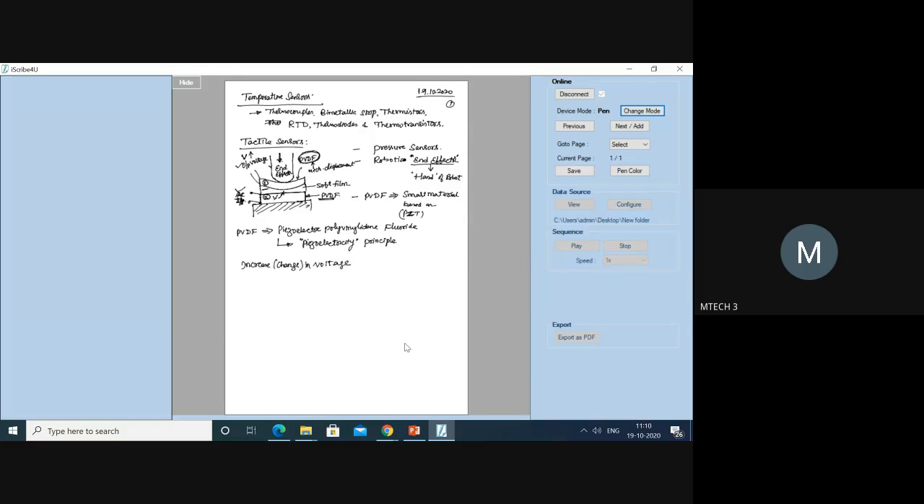Change in voltage indicates what? It indicates some external member touching the object, okay, which is the principle of what is called the tactile sensor. Are you understanding now? Okay, clear, right? Yes or no?